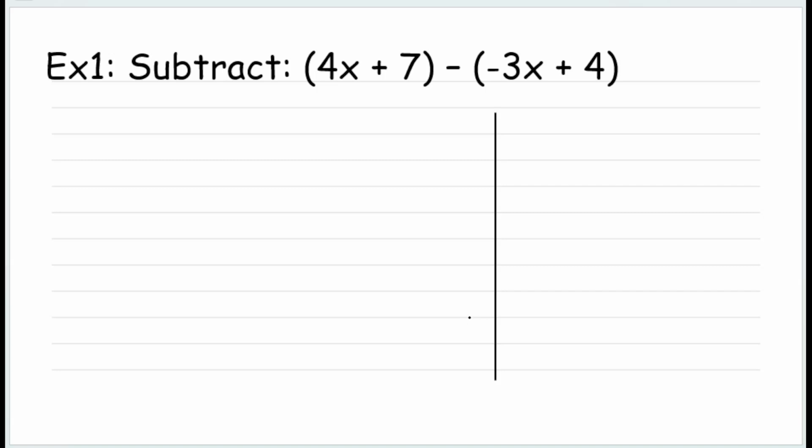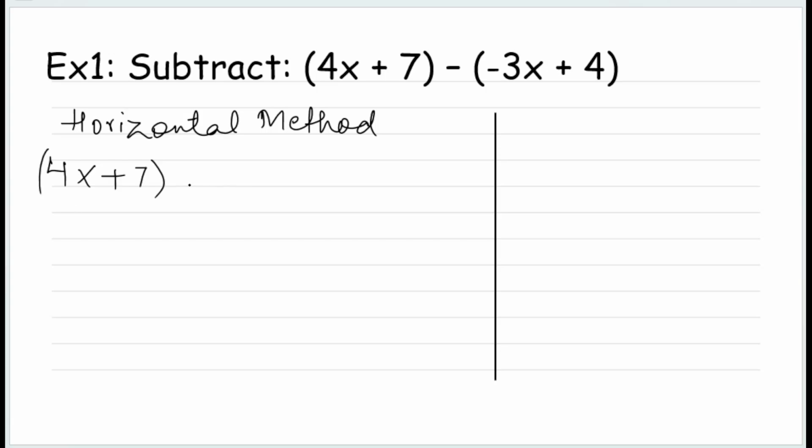Let's take the first example. Subtract 4x plus 7 minus negative 3x plus 4. I am starting with the horizontal method, in which I write both expressions in a single line, not stacked one over the other. That will be my vertical method. So my expression is 4x plus 7 minus negative 3x plus 4.